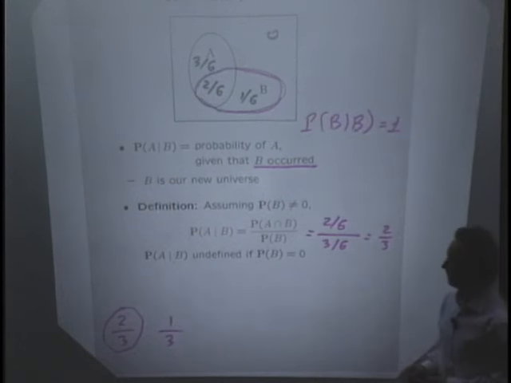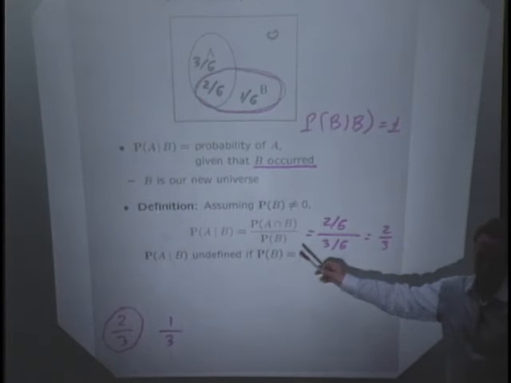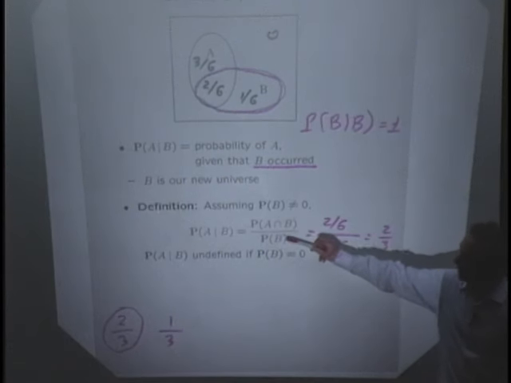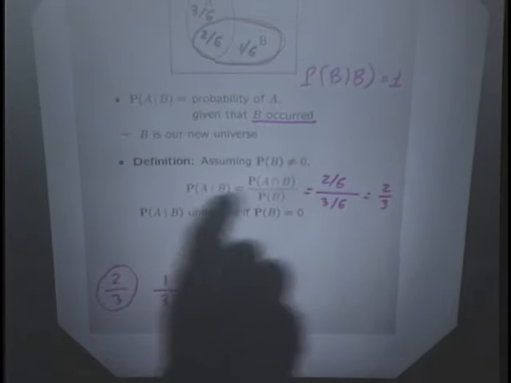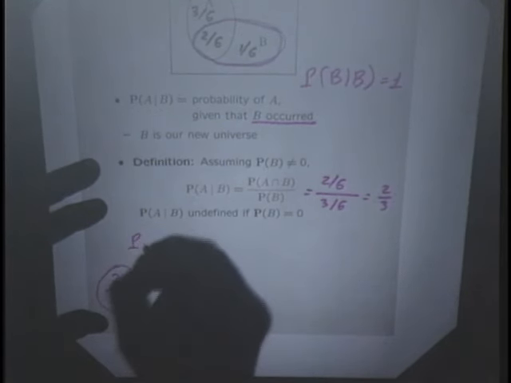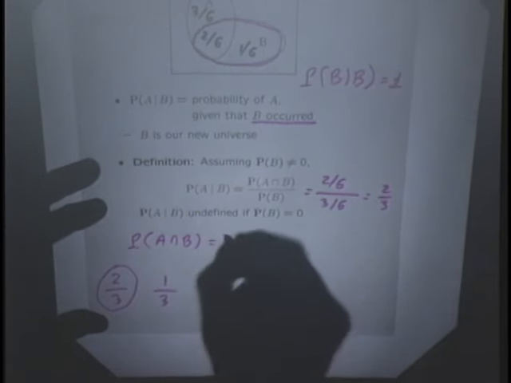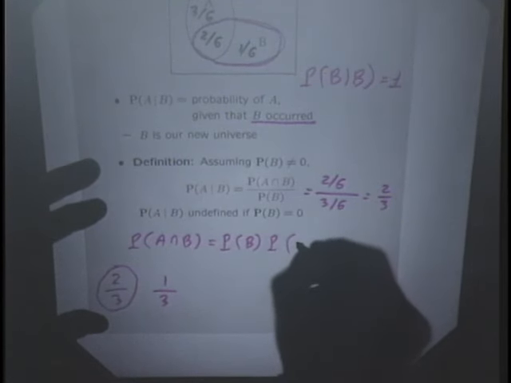One little technical detail. If the event B has 0 probability, then here we have a ratio that doesn't make sense. So in this case, we say that conditional probabilities are not defined. Okay. Now, you can take this definition and unravel it and write it in this form. The probability of A intersection B is the probability of B times the conditional probability.